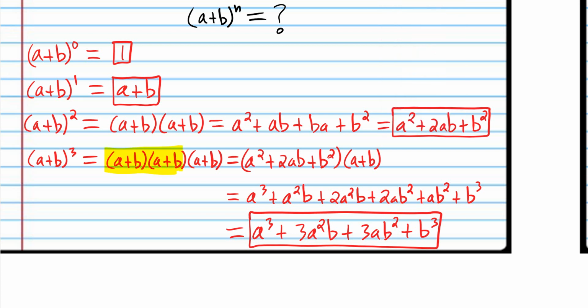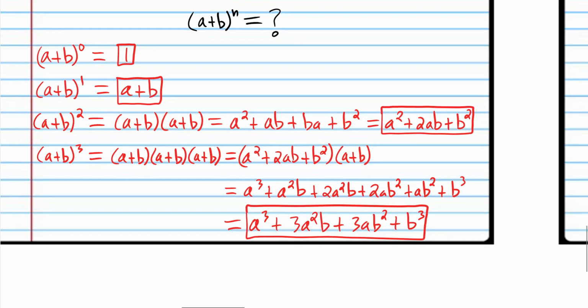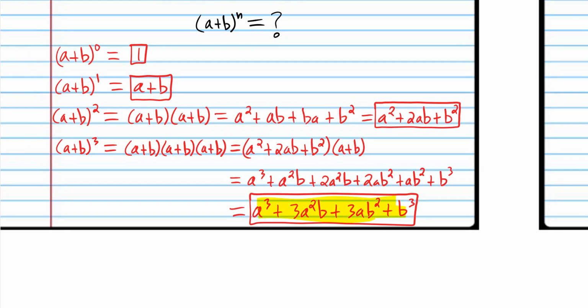Now we can use FOIL here to get this expression like we did up here. And then we're going to have to multiply a squared times a, and then a squared times b, and we get these terms. And then we're going to multiply 2ab times a and 2ab times b, and we get these terms. And then b squared times a and b squared times b, and we get these terms. And then we combine like terms, and we have our expansion.